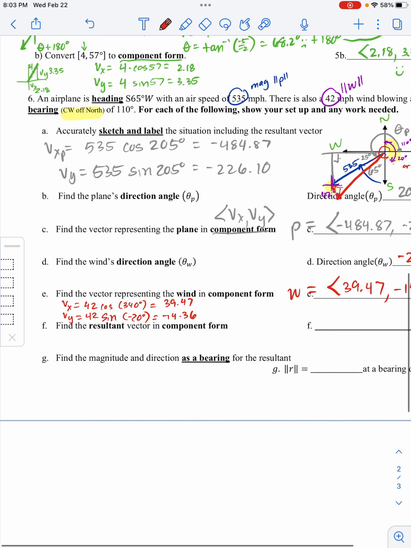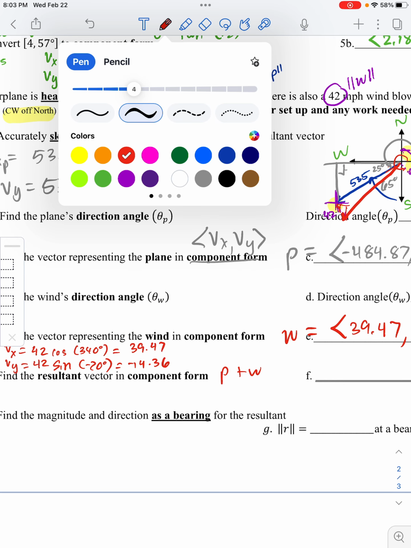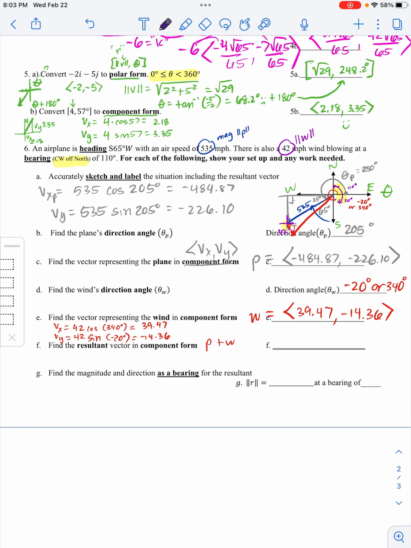You know where this is going. Now I have to find the resultant. So I'm adding the plane to the wind now that I have them both, I should say, in component form. So I'm going back to part C and I'm going to take this x from the plane and add from part E the x component from the wind. Now for my y's, I take the y that was the airplane only and I add it to the y component that was the wind only.